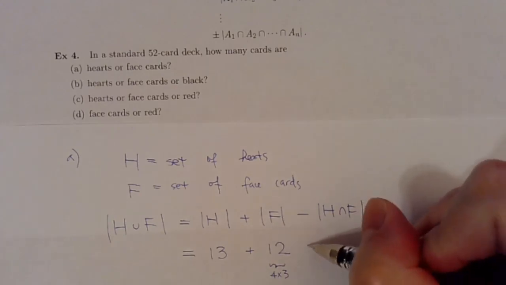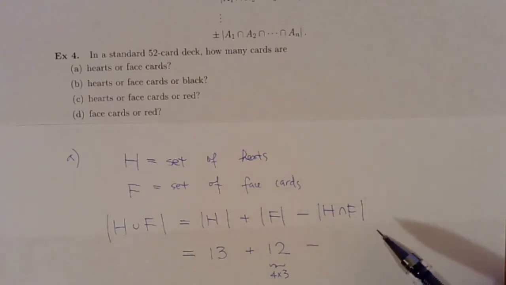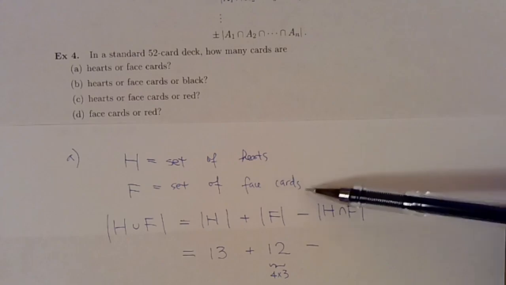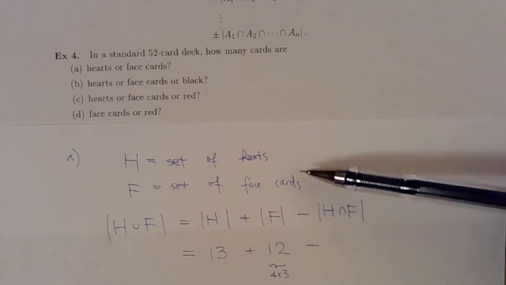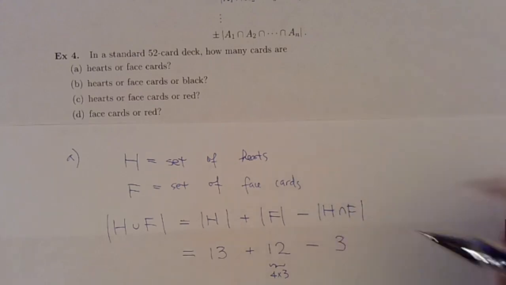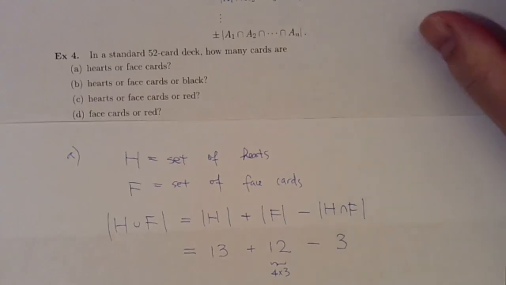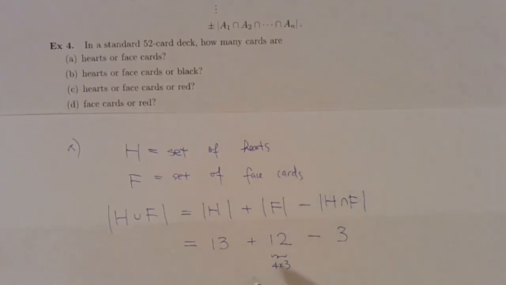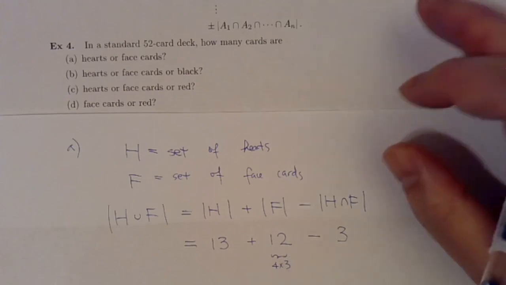And then finally, we need to subtract H intersect F. That would be the set of hearts that are face cards. So those are 3: the Jack of Hearts, the Queen of Hearts, and the King of Hearts. I hope that with this concrete example you see why we're subtracting 3, because here we counted all hearts, here we counted all face cards, and the 3 cards I named got counted once here when I was counting hearts, and also counted here once when I was counting face cards.